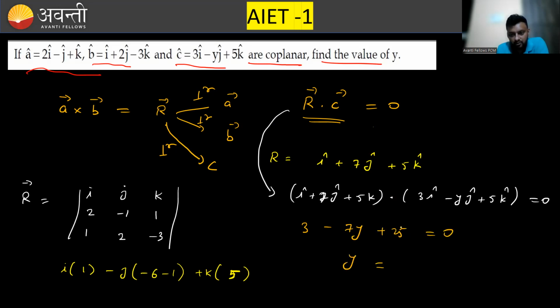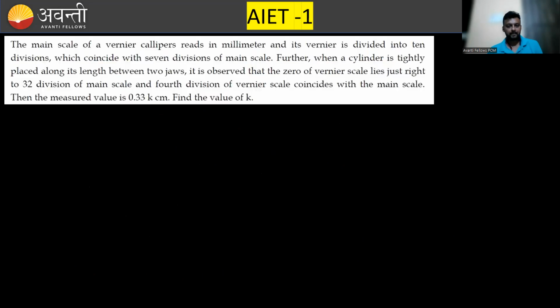So y is equal to what? 25 and 3, 28. 28 by 7, that is 4. This is your correct answer. y is equal to 4. Clear? Moving further.